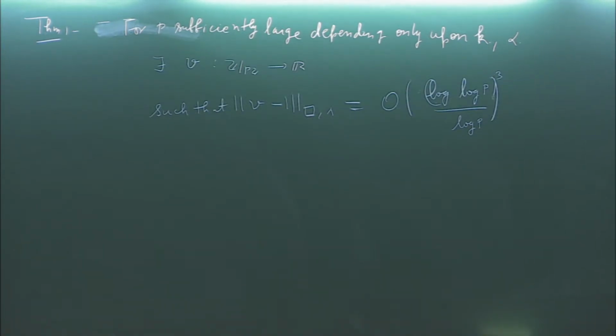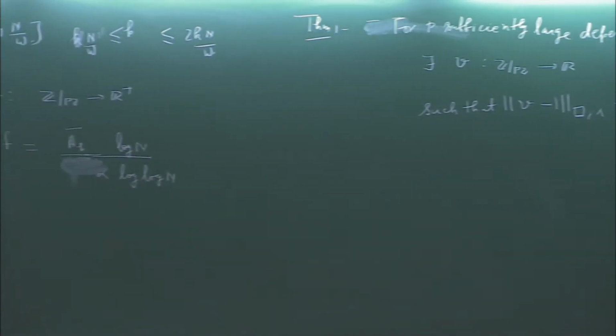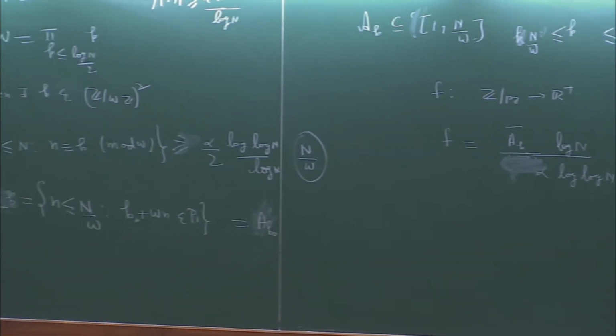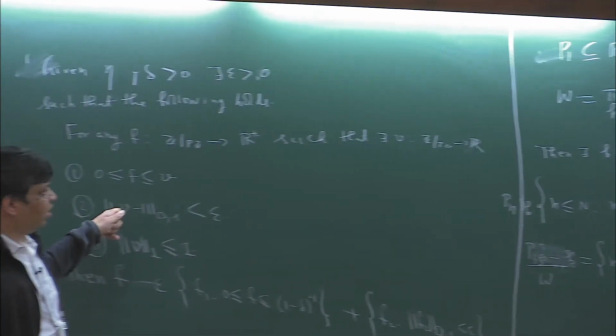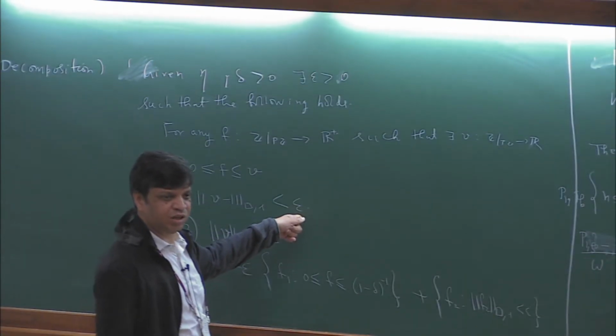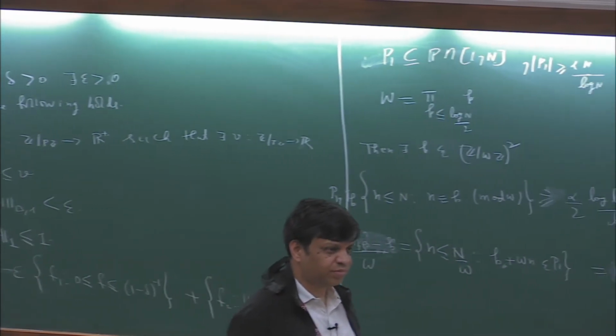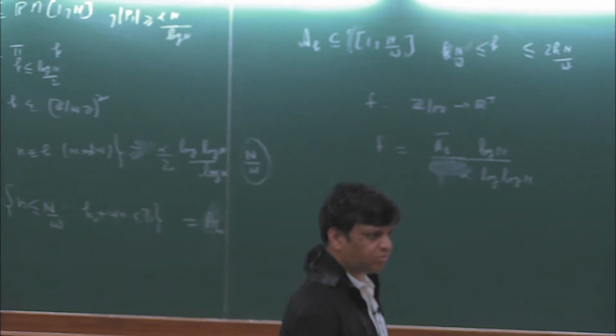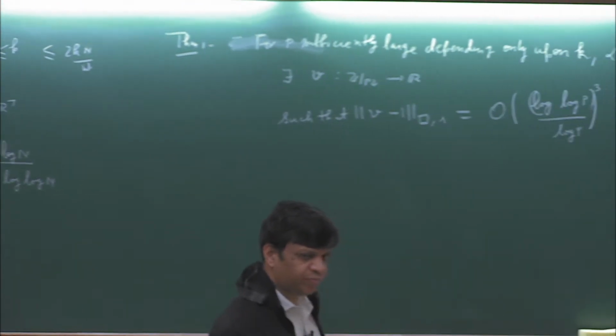So, fine. Once we have that, since this is log P cubed by log P, that is tending to 0 as P tends to infinity. And therefore, the conditions of this particular theorem will be satisfied, because for large enough P, this will be less than or equal to epsilon, whatever epsilon I want. All right.